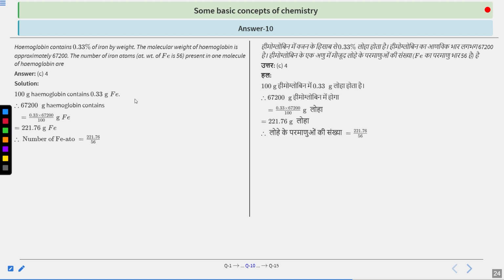Okay. So what is the number of iron atoms? What will it be? So let us see the solution. This much hemoglobin contains this much of iron. We have to calculate the number of iron atoms basically. That will be 221.76 by 56. Hence it will be 3.96. That is, 4 will be the correct answer.